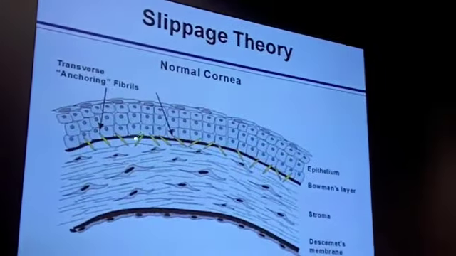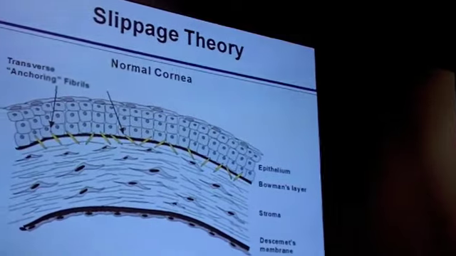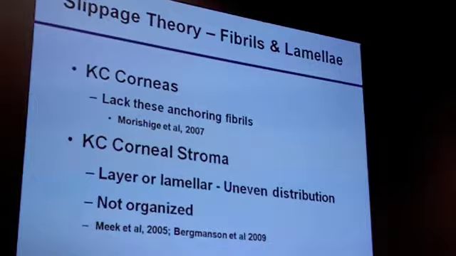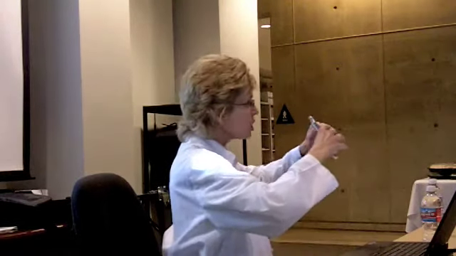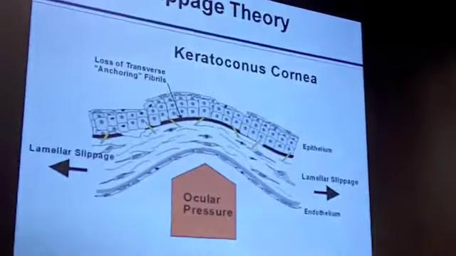And this just is, again, a schematic, and you can see the anchoring fibrils that help stabilize these lamellae, or layers, in the stroma of collagen, and they're very organized. However, in keratoconus, they lack these anchoring fibrils. They have many fewer anchoring fibrils. And the lamellae, or layers, are not evenly distributed and not organized. So as a result, there's a slippage that occurs, and again, that adds to instability.